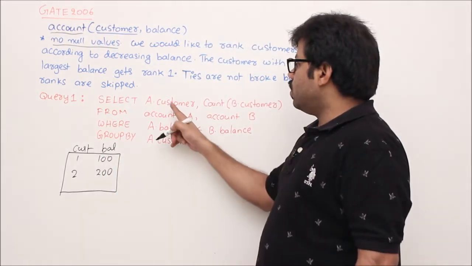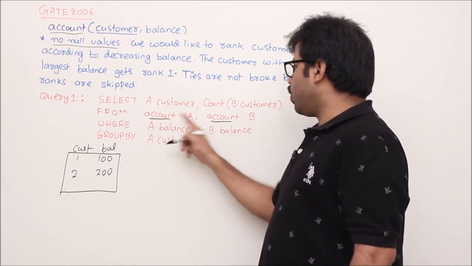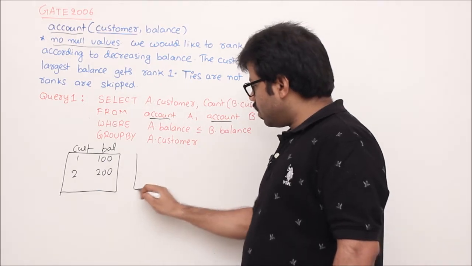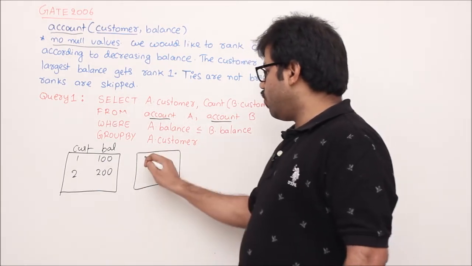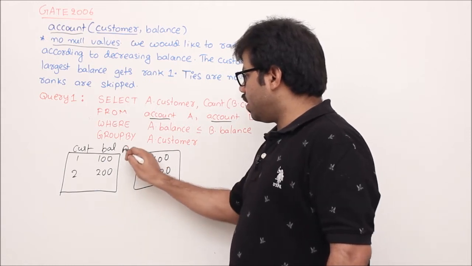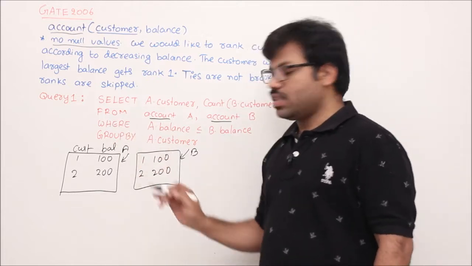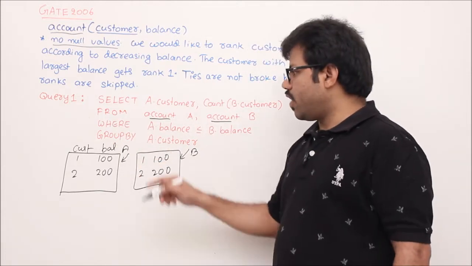There are two account tables, right? Account A, account B. That's why let me take it 2 times. So account A, account B. So 100 again, 200. Let's call this A, and let's call this B. Then let's blindly execute this query and see whether our requirement is satisfied by this query or not.